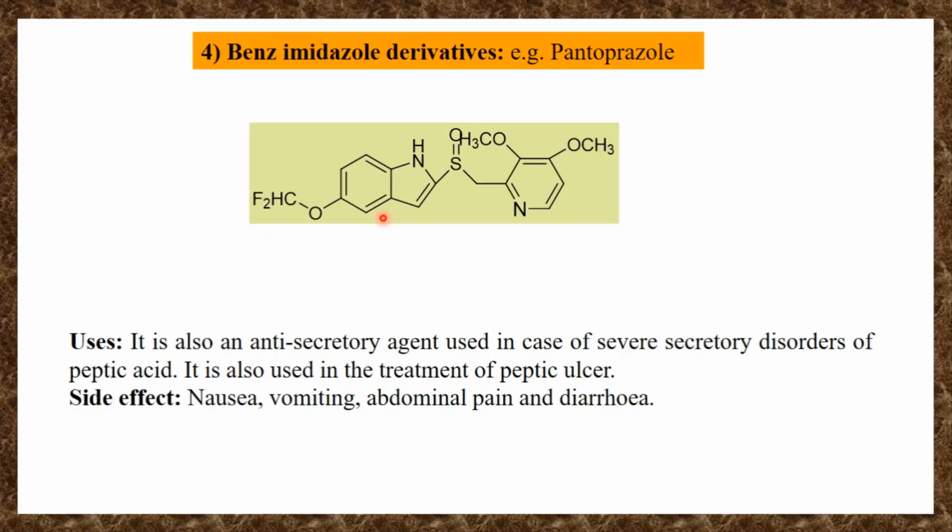So this pantoprazole is a benzimidazole derivative. This is the structure of that, and it is also used as an anti-secretory agent in case of severe secretory disorder of peptic acid, and in the treatment of peptic ulcer. The side effects are nausea, vomiting, abdominal pain and diarrhea.